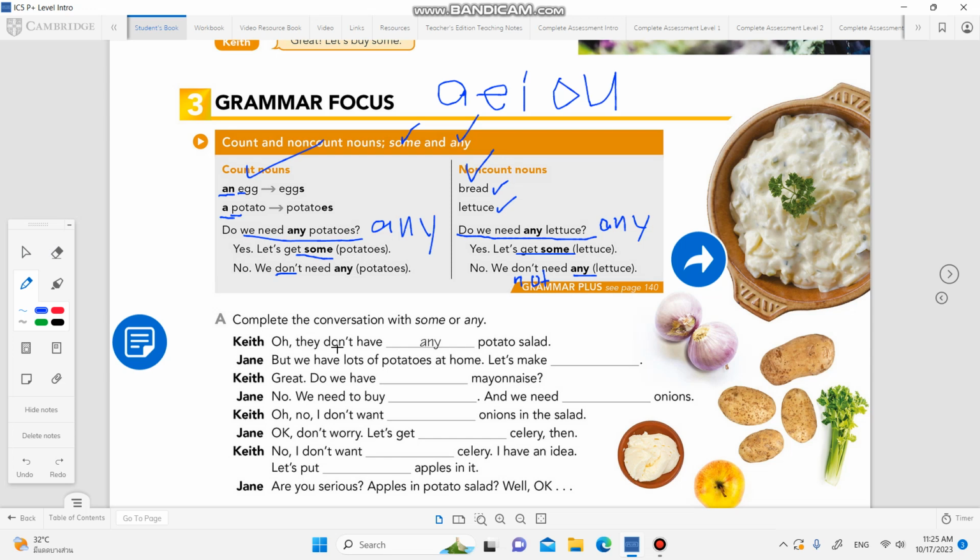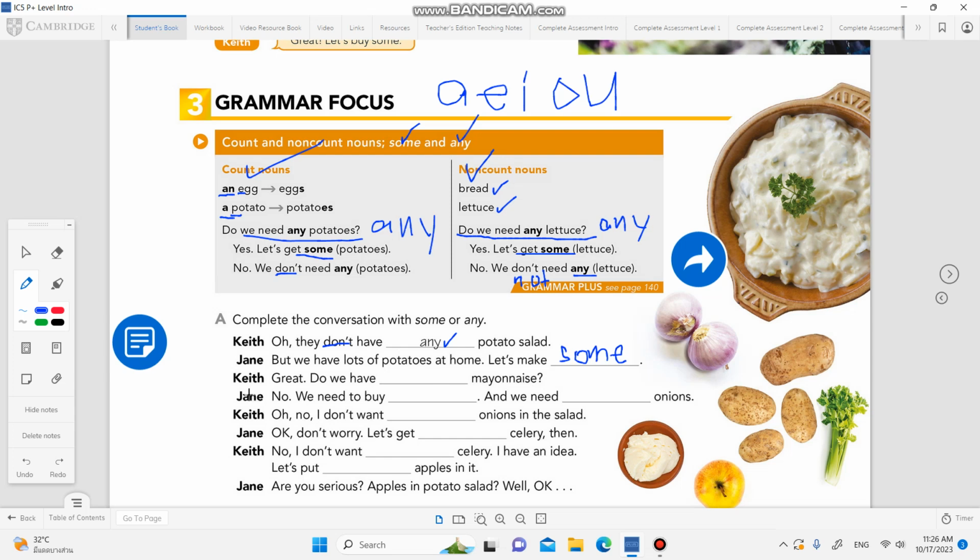Keith: Oh, they don't have any potato salad. Okay, it's because of the word don't. So it's negative. So we use any. Next, Jane: But we have lots of products at home. Let's make... So this statement here is affirmative, or positive. Now, what are we going to use, some or any? So we should use some.